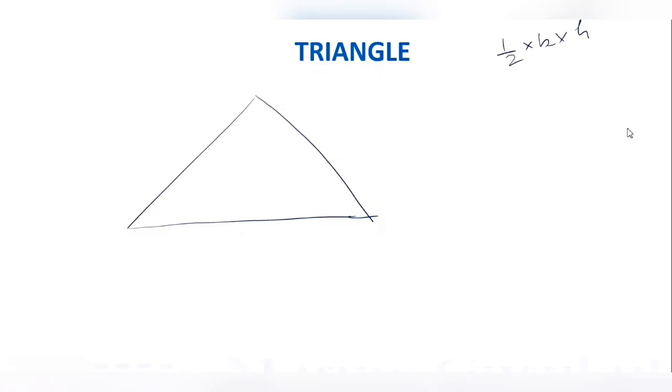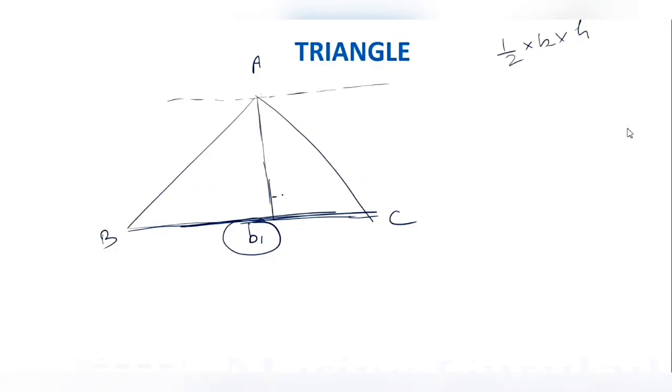For example, if somebody says, I am taking this as the base, B1 as the base, then we go to the opposite vertex, which is A. We can draw a line through it parallel to the base. And the perpendicular distance between these two parallel lines is the height 1. H1 corresponds to base 1.